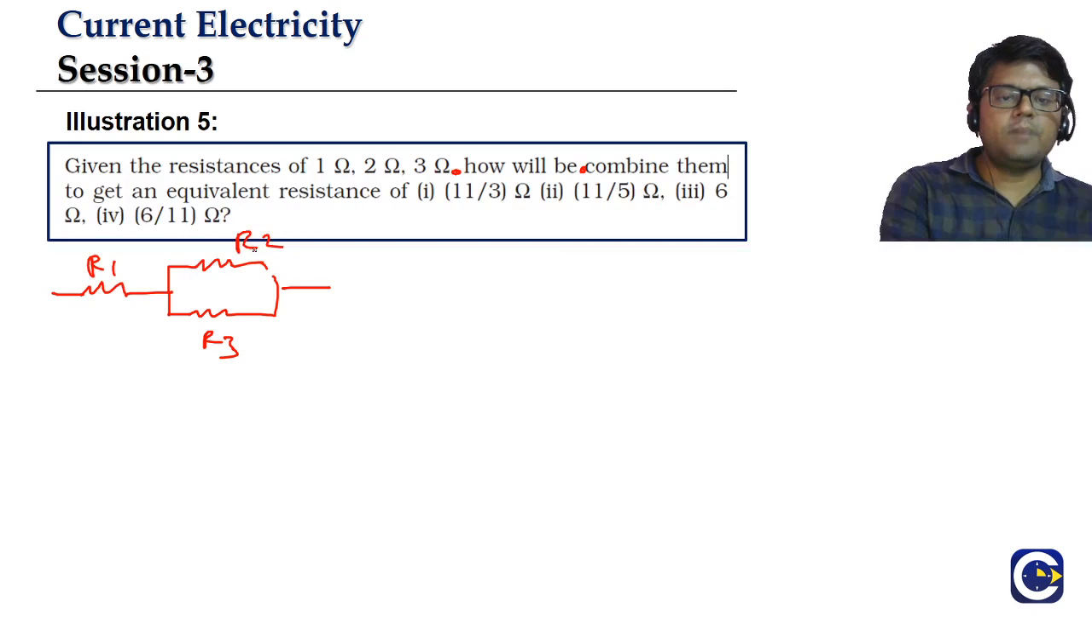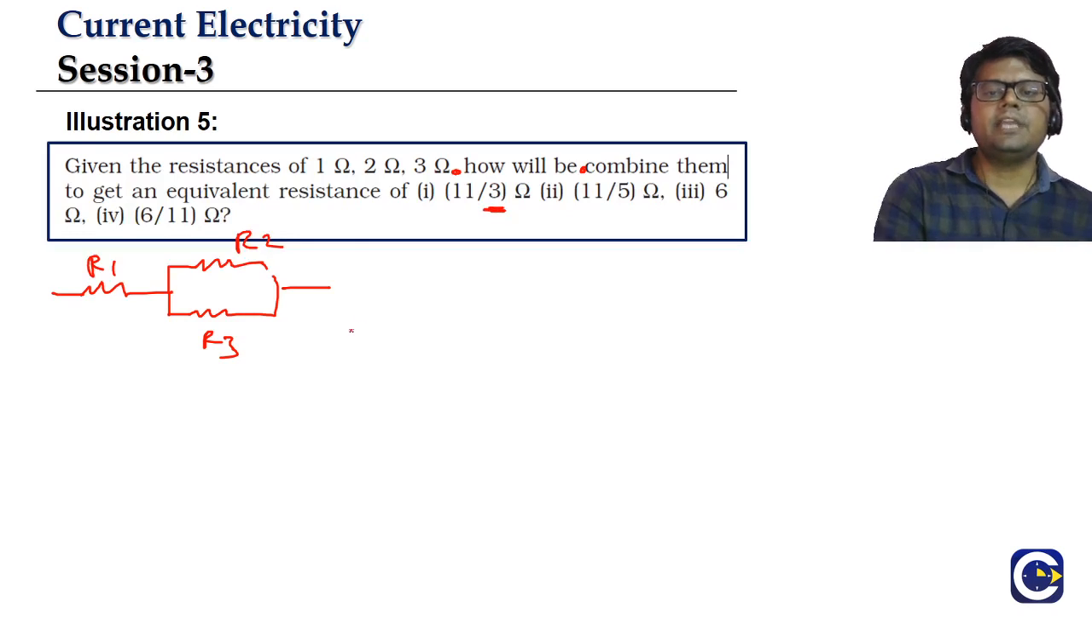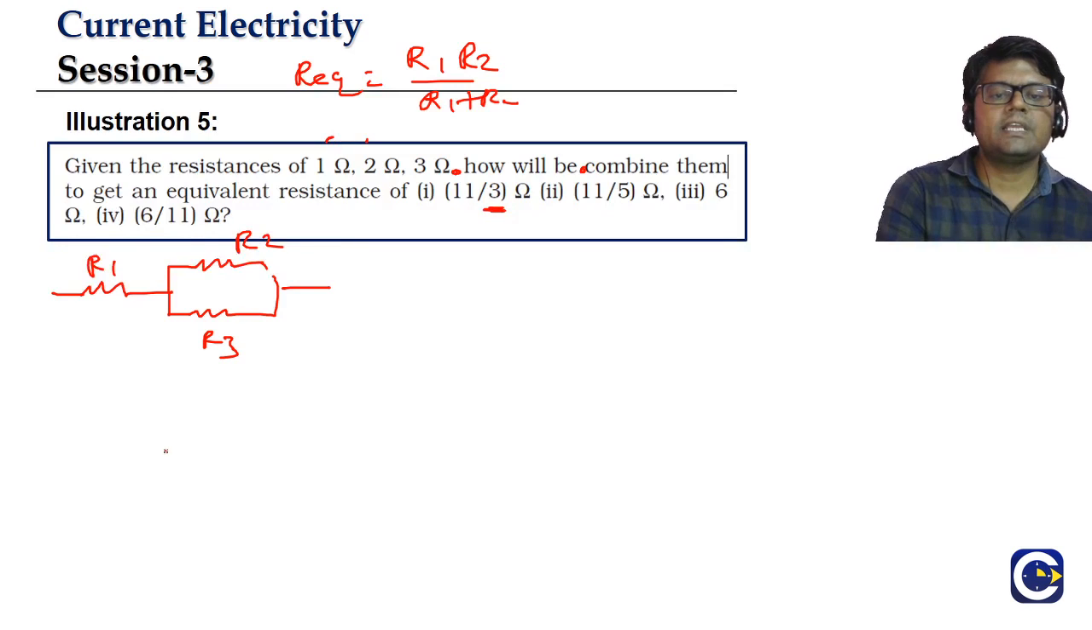Now here we have to play around with the resistor values. Remember, what is the denominator here? 3. If you have two resistors, we have the R equivalent formula. What is the R equivalent formula? R1 R2 by R1 plus R2. We require denominator 3, so think about it. Where will we get R1 plus R2 as 3? 1 and 2. So think about it, guys.